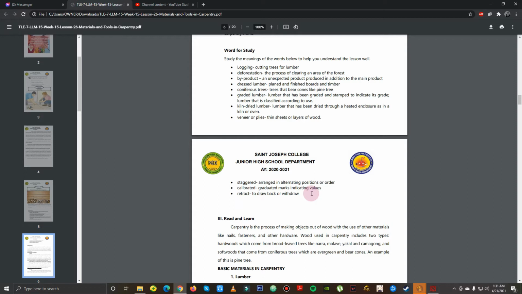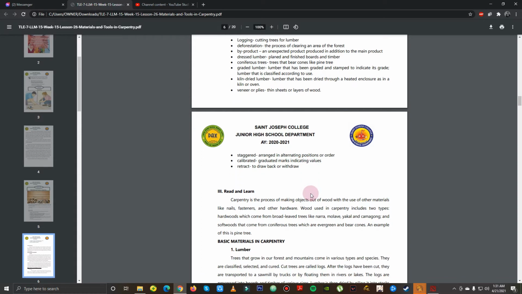That's the retract action when you pull it back in. Okay, to draw back or withdraw. Okay. Now we are on read and learn.